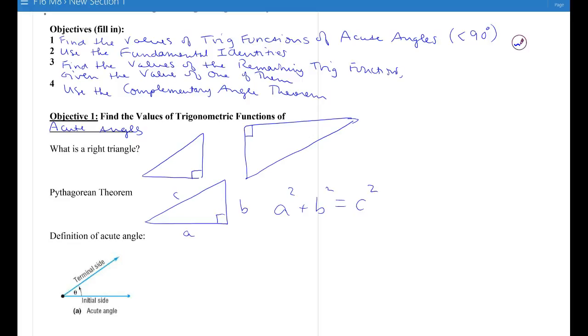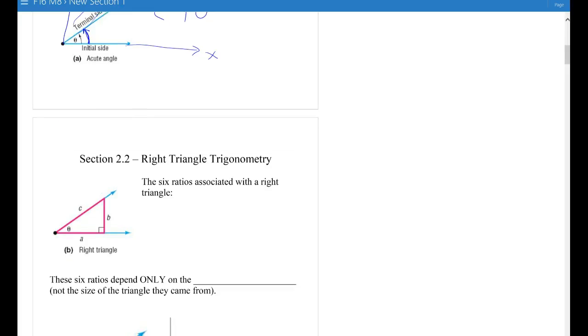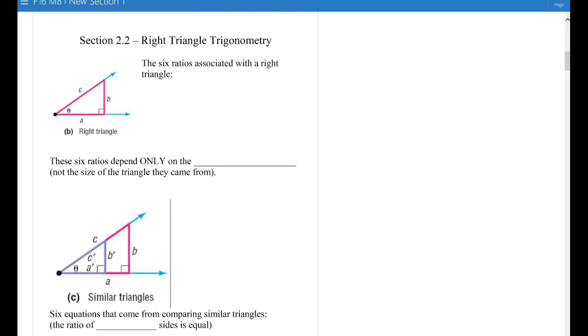So let's define an acute angle technically. We have this initial side, which as we said, we put on the positive x-axis. And then we have the side where the angle ends, that's called its terminal side. So the angle is this opening here, the part in between. If the angle is smaller than 90 degrees, so it's sitting in quadrant 1, then it's an acute angle. So there are 6 ratios associated with a right triangle.